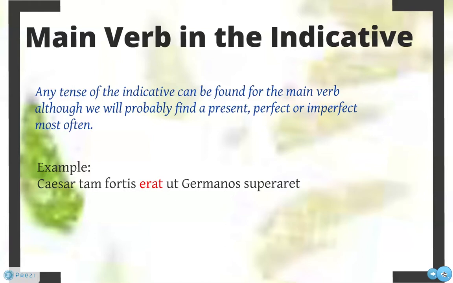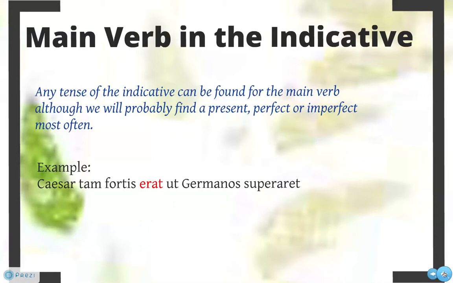Pretty much any tense of the indicative can be found as the main verb. Of course, the most common ones that we will see is probably that the main verb will be in the present or some simple past tense like the perfect or the imperfect. However, we could find the future perfect, maybe even pluperfect if we'd like, but most of the time the three tenses mentioned right here will be used.